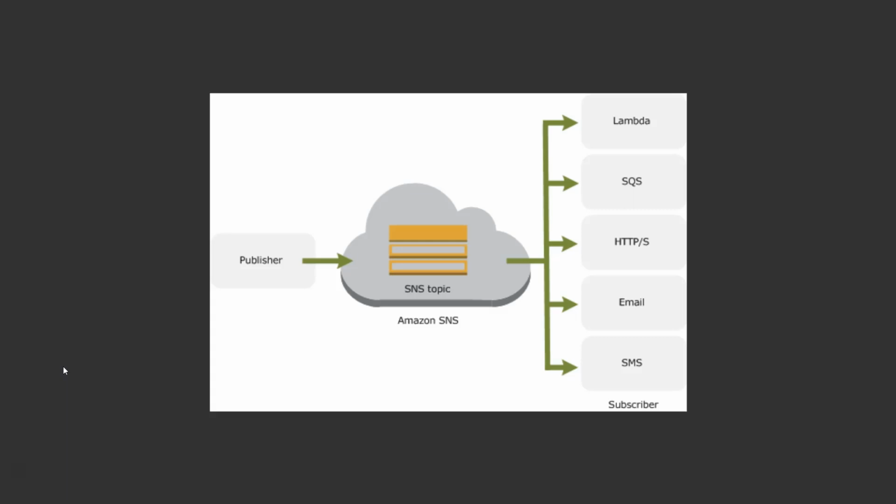Each topic has a unique name that identifies the Amazon SNS endpoint for publishers to post messages and subscribers to register for notifications. Subscribers receive all messages published to the topics to which they subscribe, and all subscribers to a topic receive the same messages.